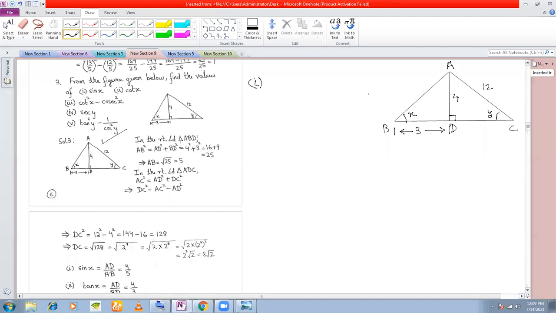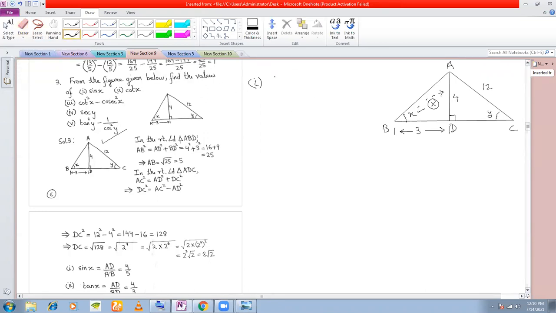So for sin x, this is the angle that we are talking about. This is the right angle triangle here, so this length will be the perpendicular, right? So sin x is equal to perpendicular by hypotenuse, but we don't know the length of the hypotenuse. So we'll first find out the length of the hypotenuse.